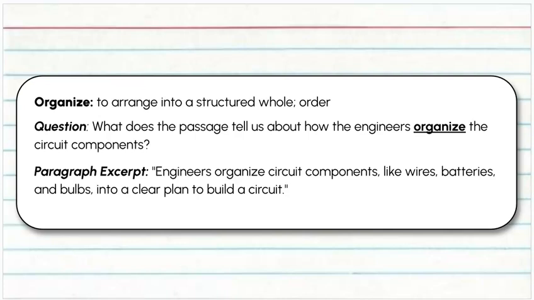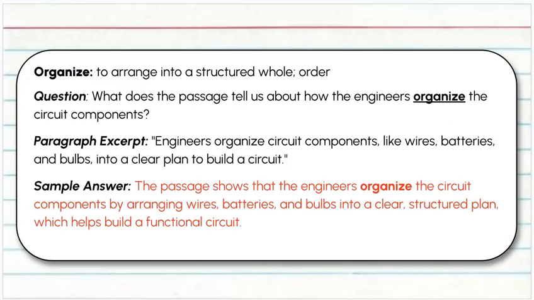As a question, you might be asked, what does the passage tell us about how the engineers organize the circuit components? Well, in the text, we saw that engineers organize circuit components like wires, batteries, and bulbs into a clear plan to build a circuit. So, what does it tell us about how they do it? You might answer it this way. The passage shows that the engineers organized the circuit components by arranging wires, batteries, and bulbs into a clear, structured plan, which helps build a functional circuit.